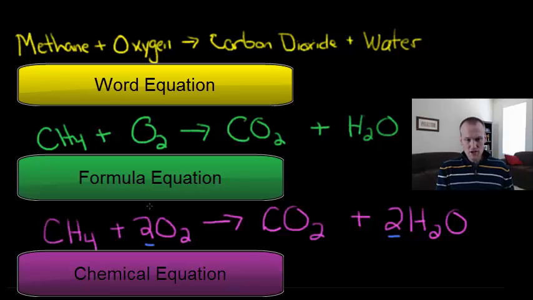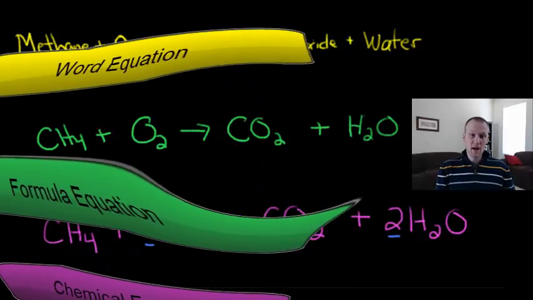Those correct ratios indicate that they are balanced and that it is a chemical equation, as opposed to a formula equation, which is not balanced, even though the formulas are used, and a word equation, which is not balanced, even though the correct words are used to indicate what chemicals are combining.